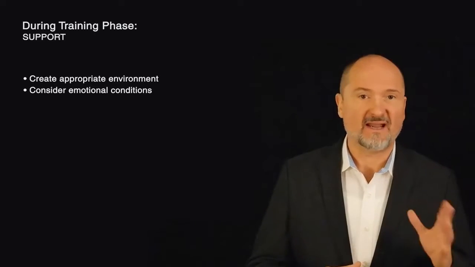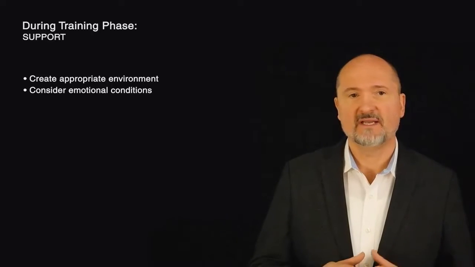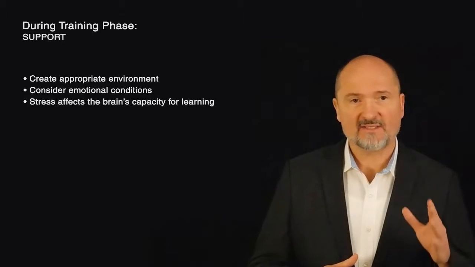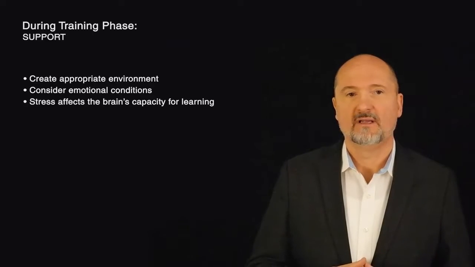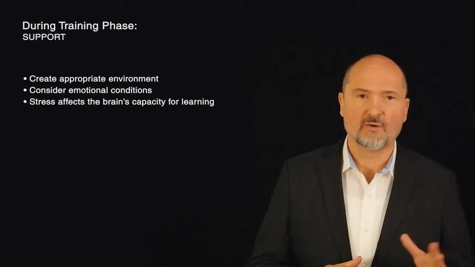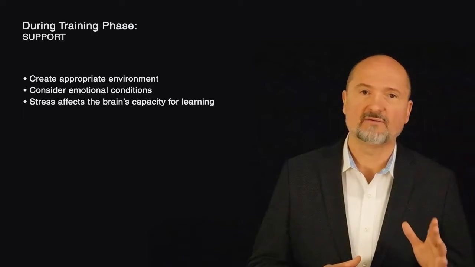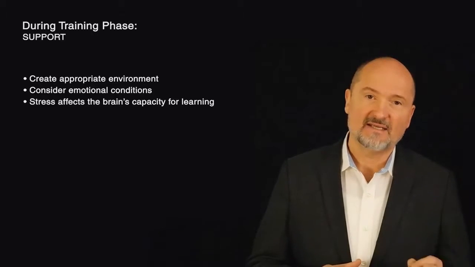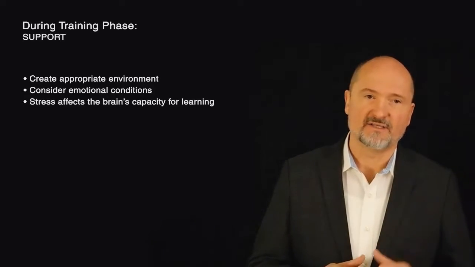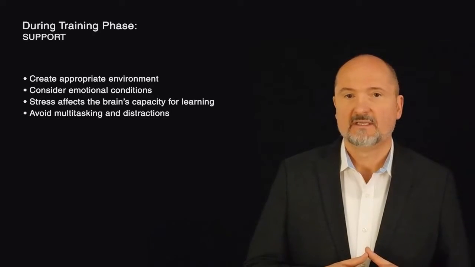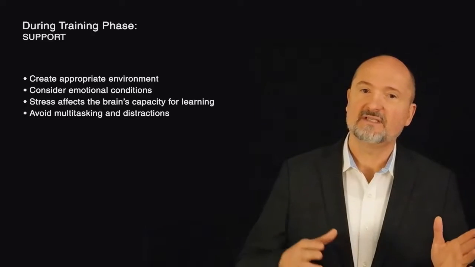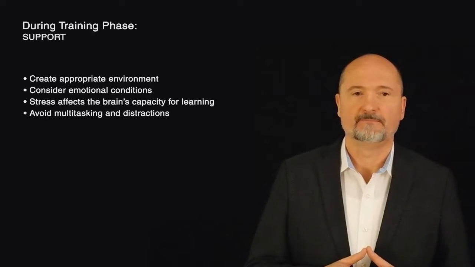Negative emotions like fear reduce assimilation. Stress affects the brain capacity for learning and memory. Extensive research shows that the optimal mental state for learning is relaxed alertness. Dividing attention between two tasks significantly reduces the quality of attention.